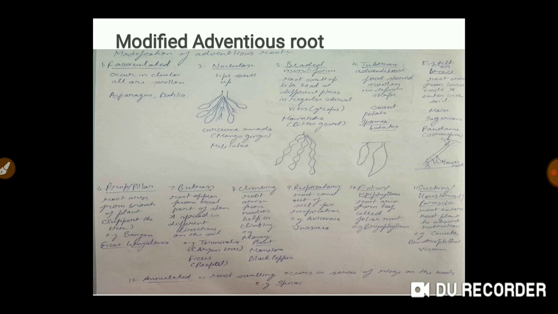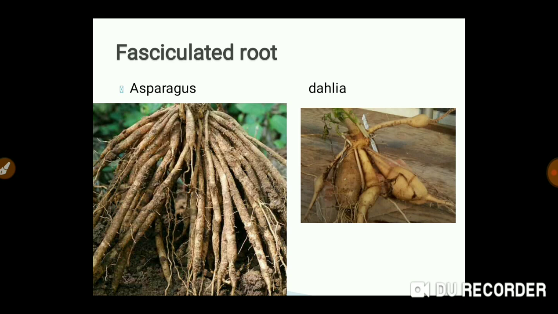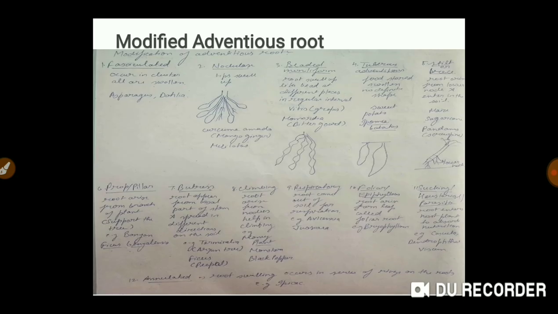Now the next type of adventitious root modification is tuberous. Here the root has the function of food storage. So it is swollen and there is no definite shape. It is irregular. Example, the sweet potato, that is Ipomoea batatas. So you have already seen this plant.